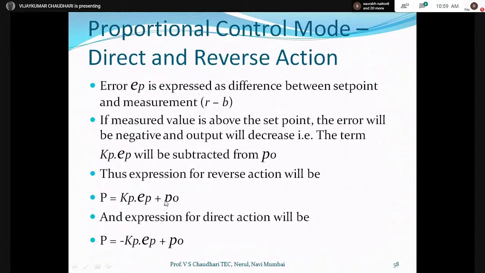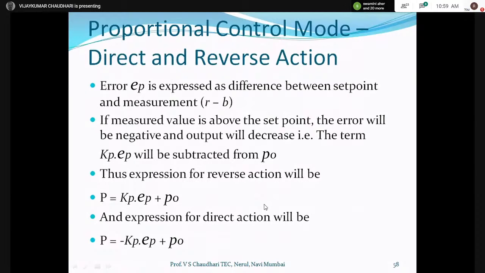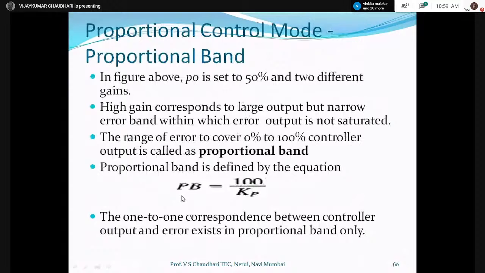The controller output is Kp into Ep plus P0, so this is Kp. Kp is the proportional gain. So, 100 upon Kp. Remember this formula, we'll be using it in the numericals. The one-to-one correspondence between controller output and error exists in the proportional band only. If the error is out of the proportional band, then there will not be a one-to-one correspondence. That is, a linear relationship doesn't exist between controller output and error.